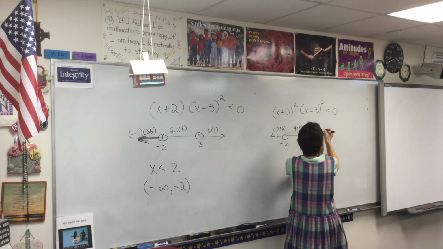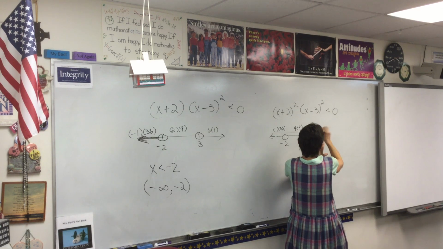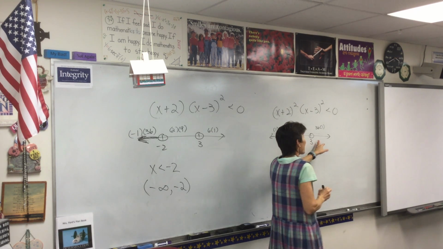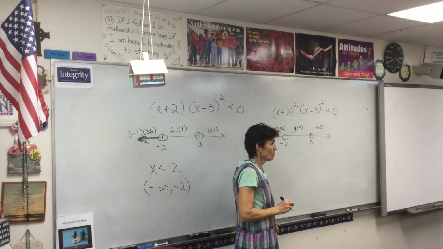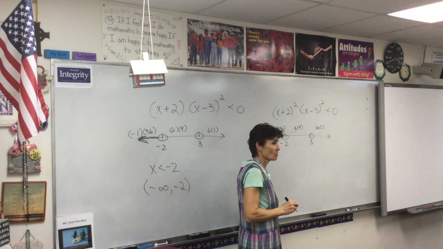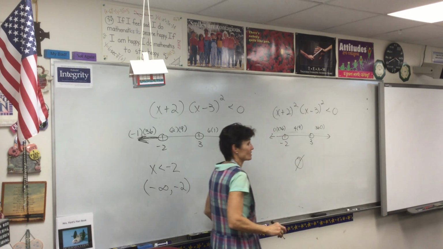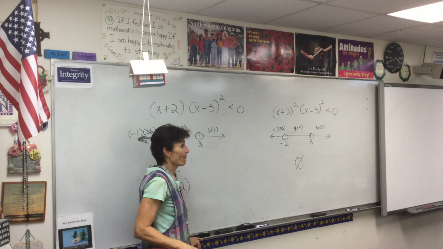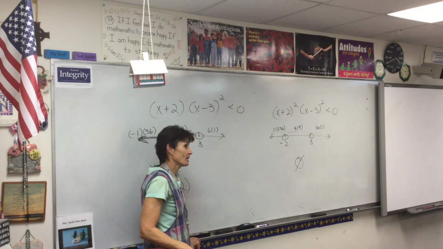Okay, let's try 4. 4 plus 2 is 6, squared is 36. 4 minus 3 is 1, squared is 1. Does that give me a number less than 0? No. So you don't shade. So what's the answer to this question? There is no answer to that question. I like those ones. Nothing got shaded, so there's no answer.